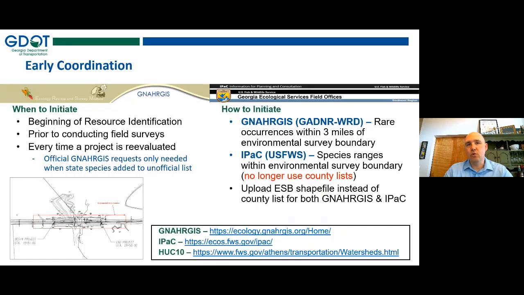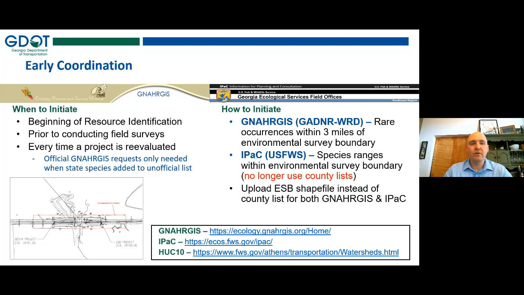So let's talk about early coordination, and we're going to walk through the plan development process as it relates to ecology. Early coordination, when should it happen? It should happen at the very beginning of resource identification and prior to conducting any field surveys. And the reason for that is because we need to get a species list of all the federal and state species that we need to address during our report. But we also need to reevaluate projects every time we need to get that species list and make sure it's up to date every time we reevaluate a project.